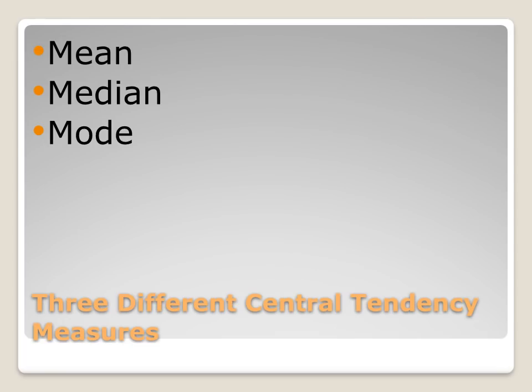There are three different measures of central tendency that we'll be talking about in this podcast, and that is the mean, the median, and the mode. Most of these you've probably come in contact with earlier in your education, so we're going to review them very quickly.